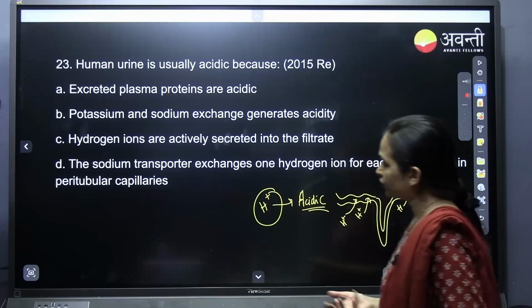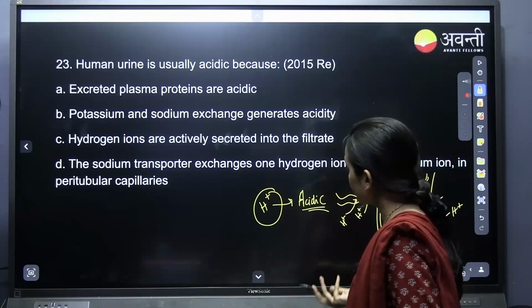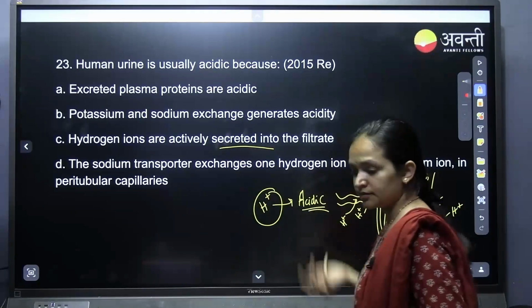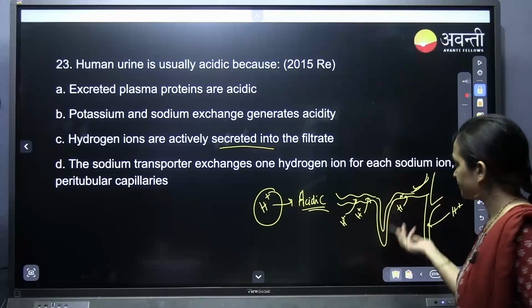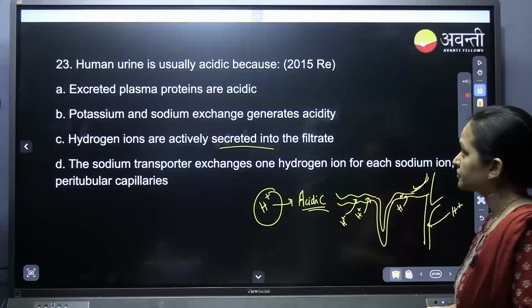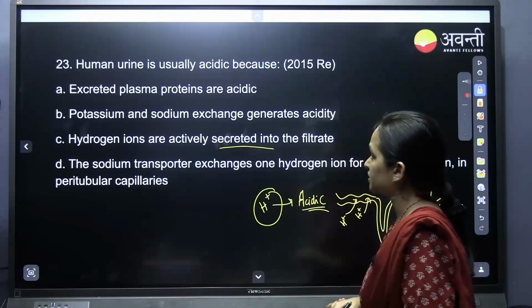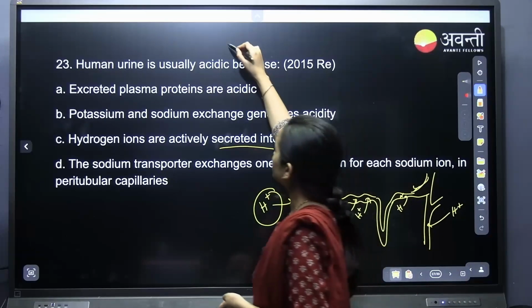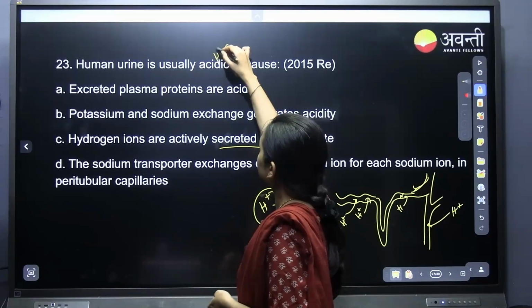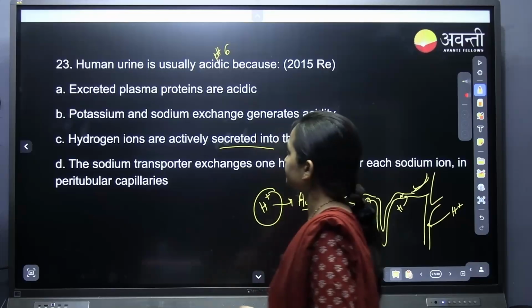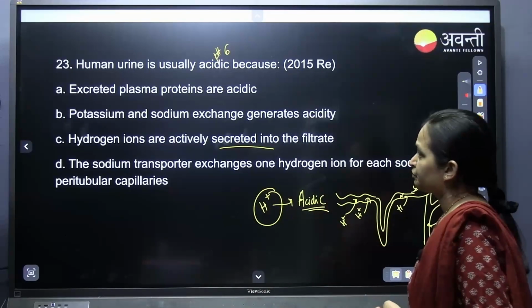So, hydrogen ions are actively secreted into the filtrate. Definitely it will cause an increase in the pH. Human urine is usually acidic because it is around pH 6. Okay, pH is around 6.